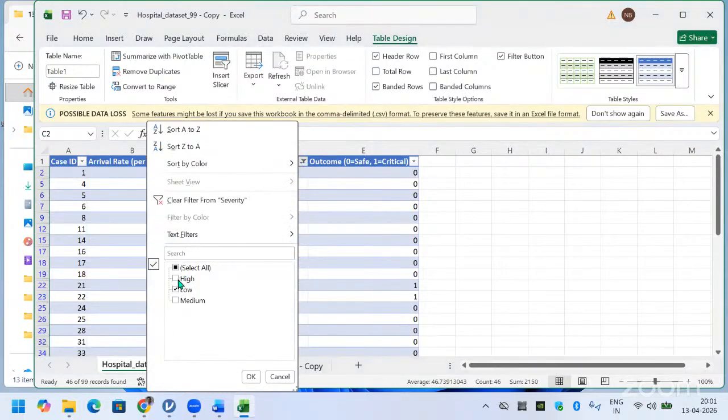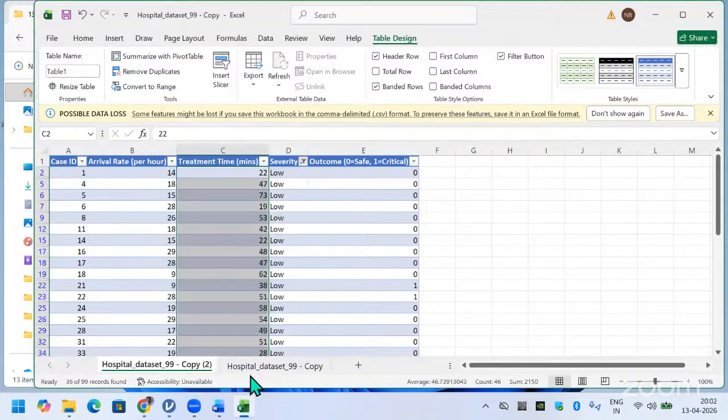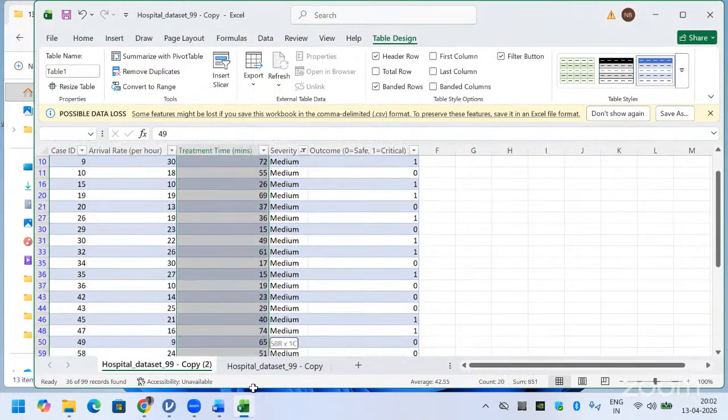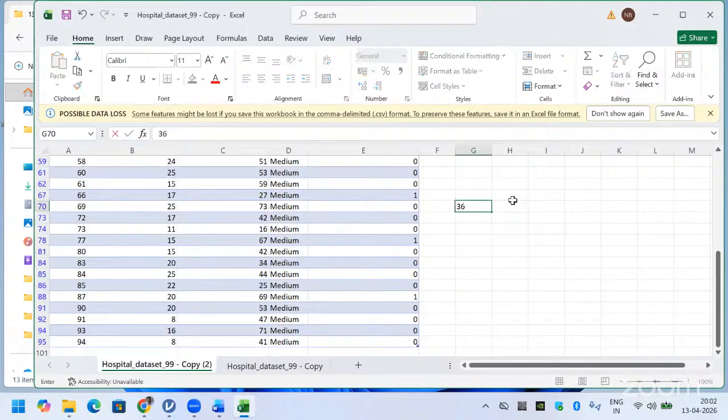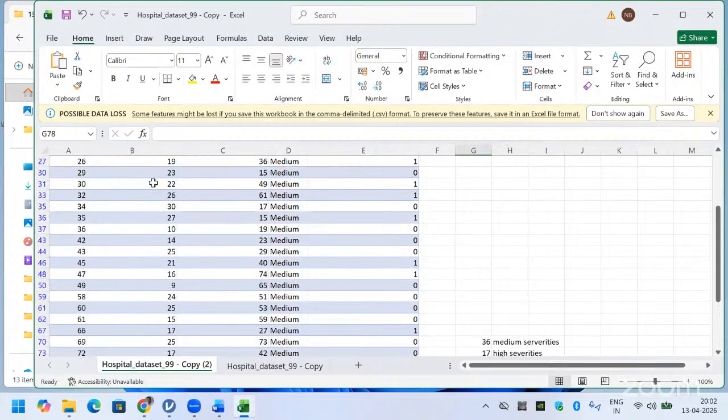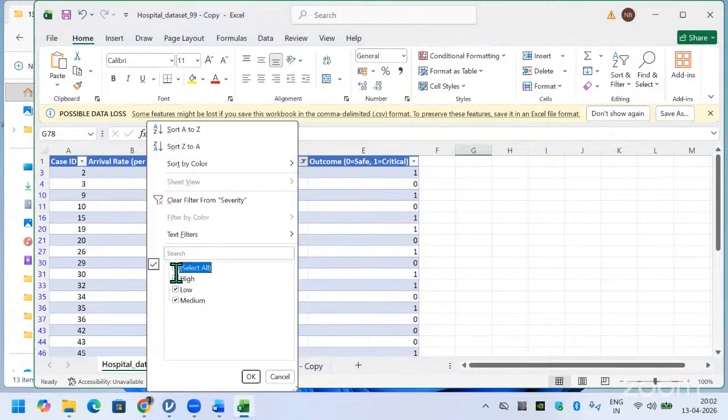Okay, and I'll try to check the last one, medium severity. In medium severity, I can see how many people are there. Totally, I've got 36. So 36 medium severities, and 17 high severities, and 46 low severities.